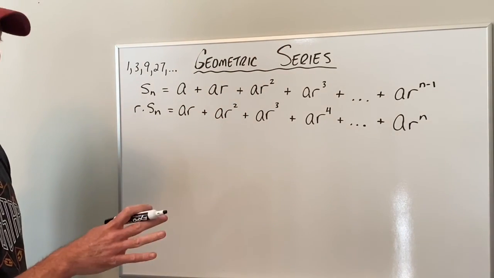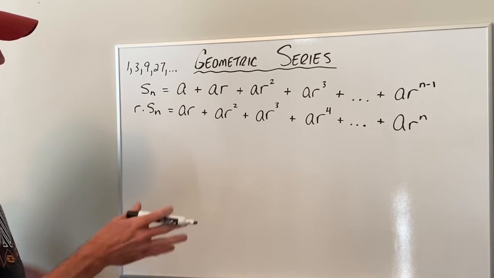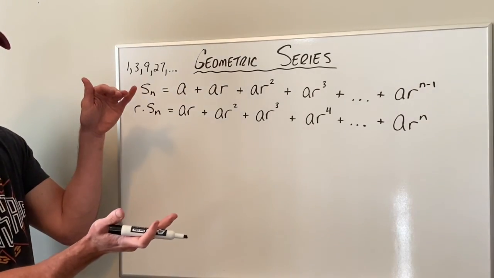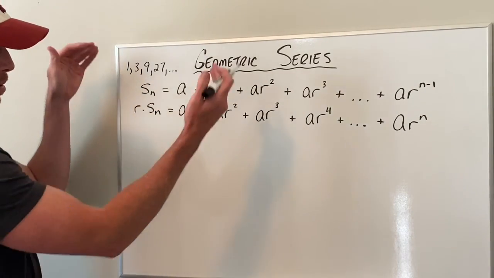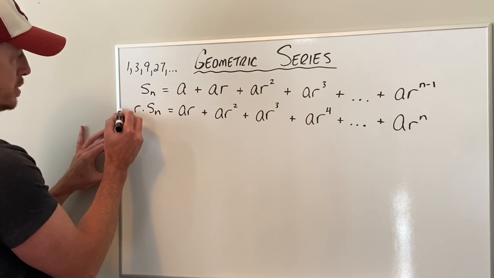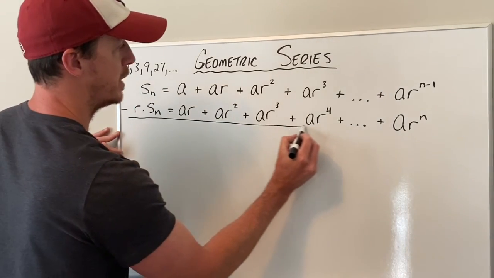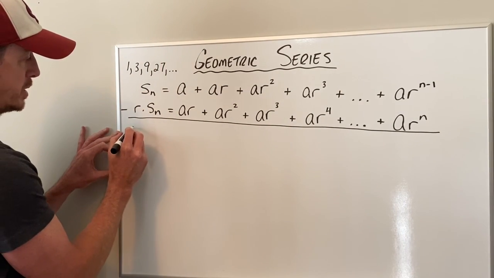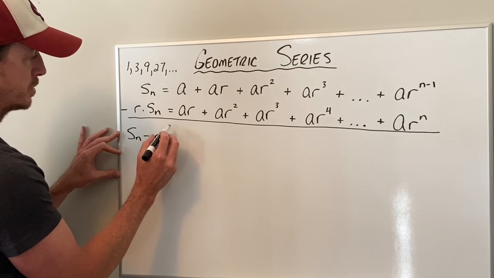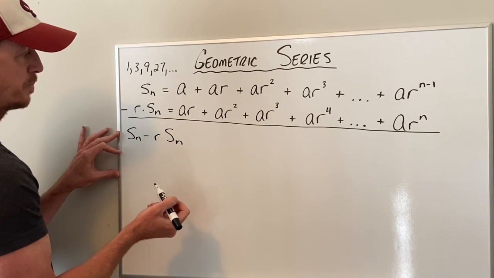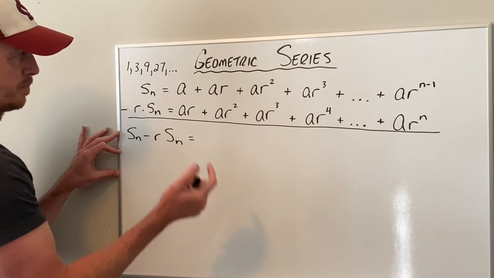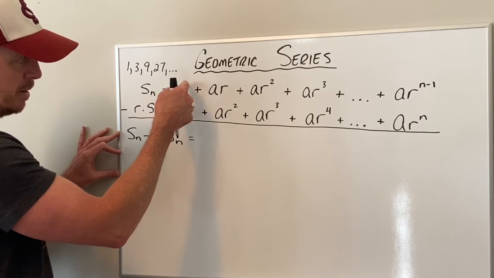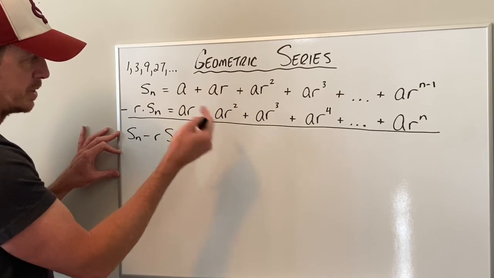All right, well, another perfectly legal algebra move is we can take two equations and we can add or subtract them. This is just like when you learned elimination back in Math 1. So what I'm going to do is subtract these two equations. I'm going to subtract that second equation from the first equation. So S sub n minus R times S sub n. Well, I can't really do anything but just write that down like that. But then look what happens over here. A from the top equation does not have any like terms in the bottom equation. So when I subtract, it's just a minus 0.